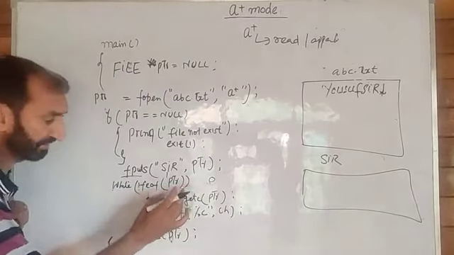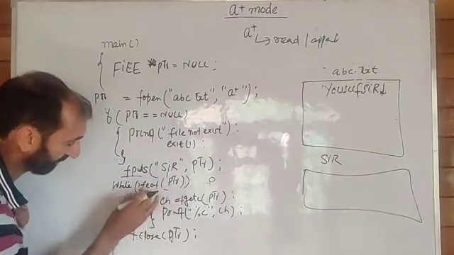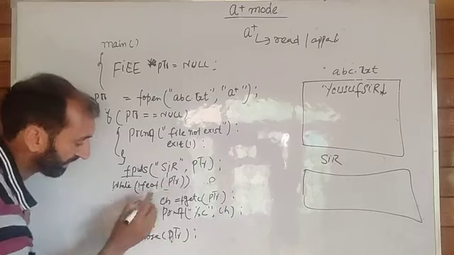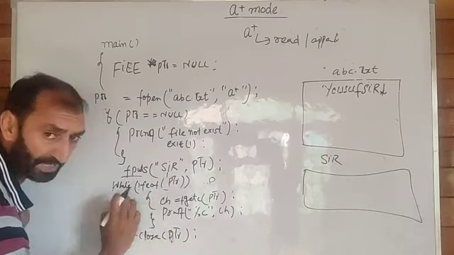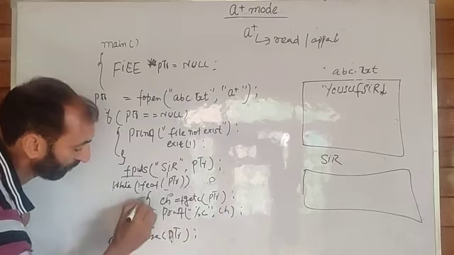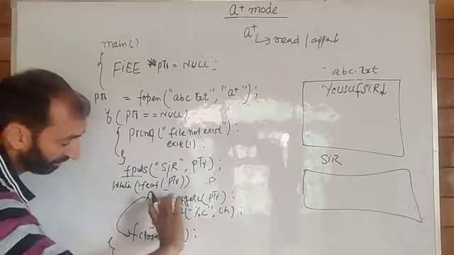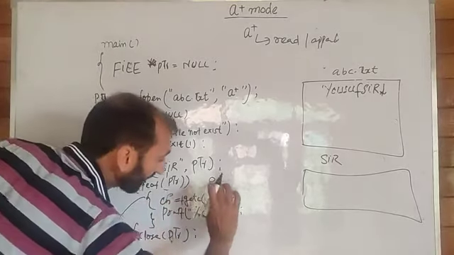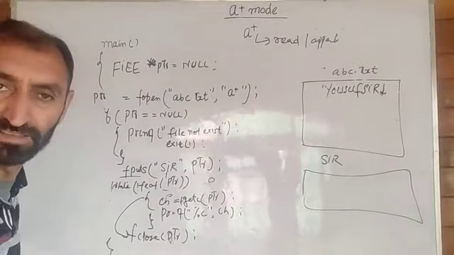Whenever the result of this while condition is 0, it cannot enter the body of the loop. The control will not enter the body of the loop. So the file will get closed, and consequently we cannot read the contents of this file.